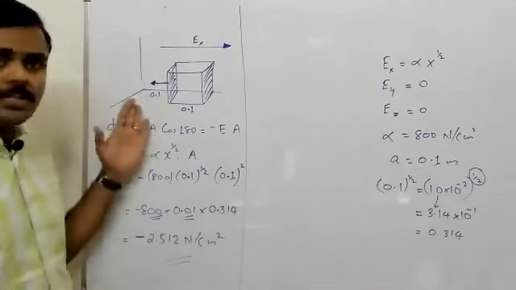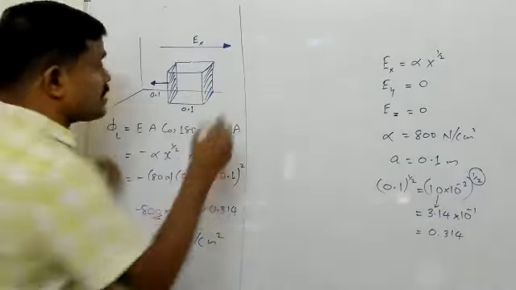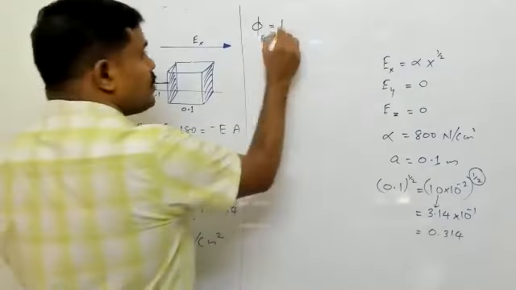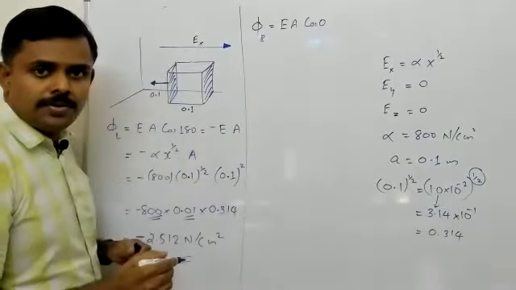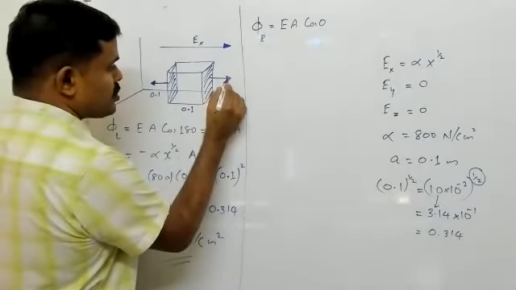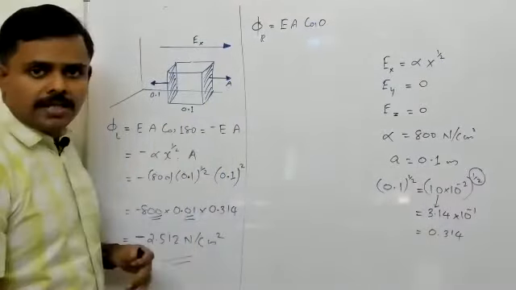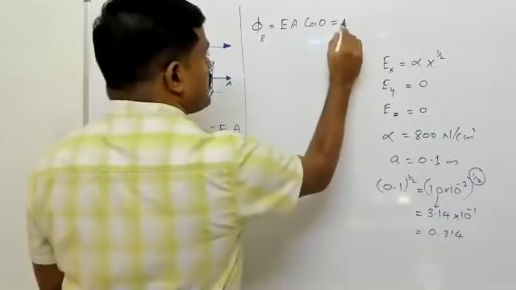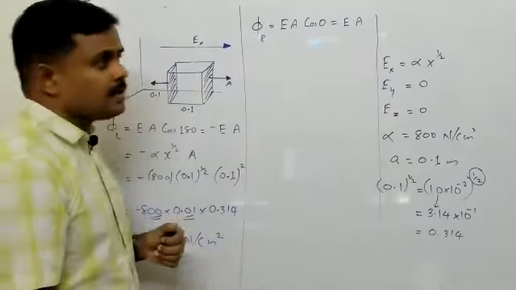Having calculated flux on the left surface, you can calculate the flux on the right surface. What is flux on the right surface? I'm going to do the same thing. You know, E into A into cos of 0. Why 0? Because right surface area vector is to the right. Electric field is also to the right. Theta is then 0. That makes it E into A, because cos 0 is 1. E into A.